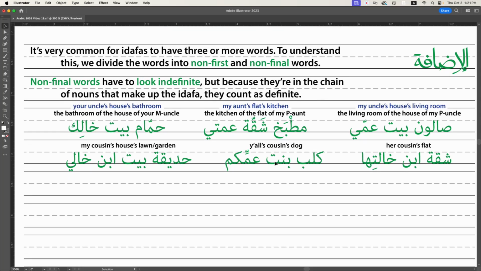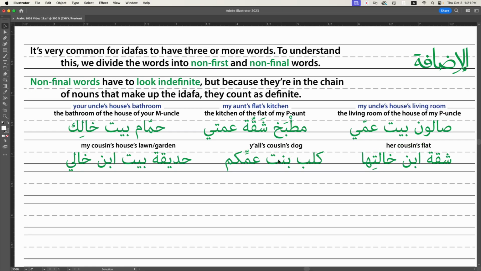So these words for relations, especially cousins, involve idafas. So ibn khalitaha is an idafa all by itself, the son of her aunt. And then we can append another word to the beginning and now make it the apartment of the son of her aunt, to get her cousin's flat in English.